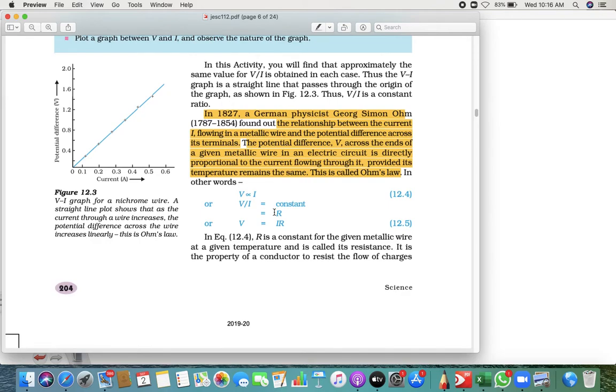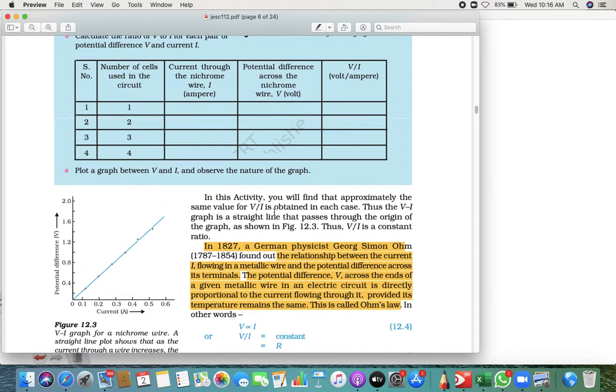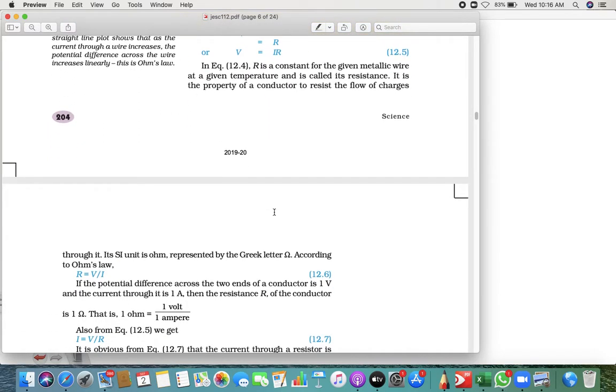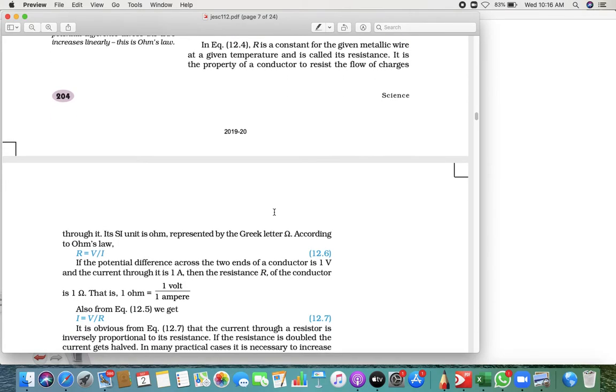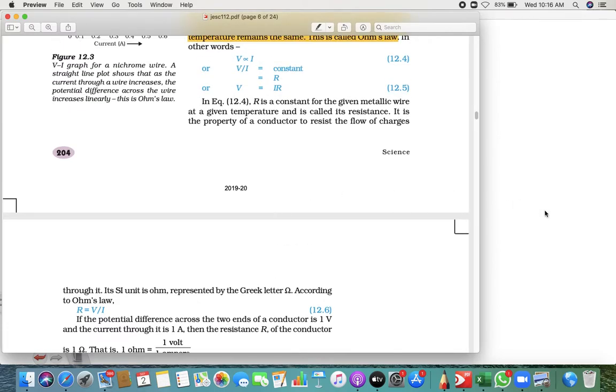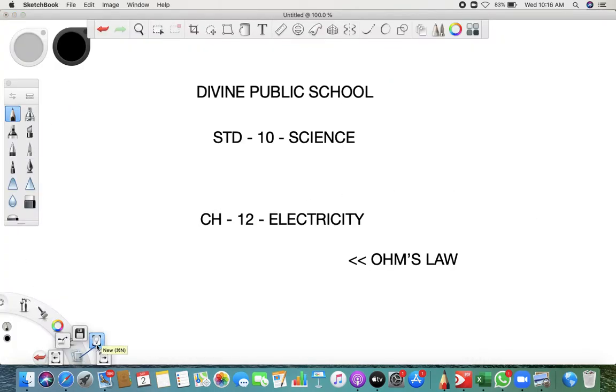Second thing, we learned what Ohm's law is: in a definite physical situation, the amount of current flowing through a conductor is directly proportional to the potential difference applied across it. So V versus I is the resistance. V is equal to IR is what we got. So R is equal to V upon I. This is the resistance I was talking about.